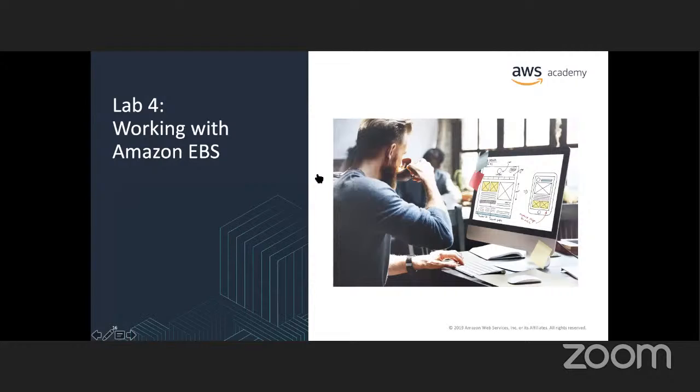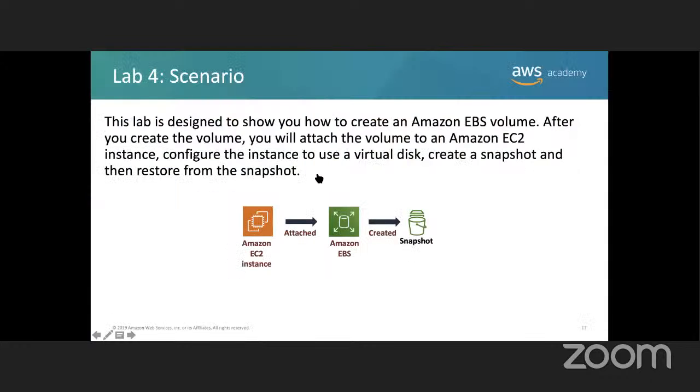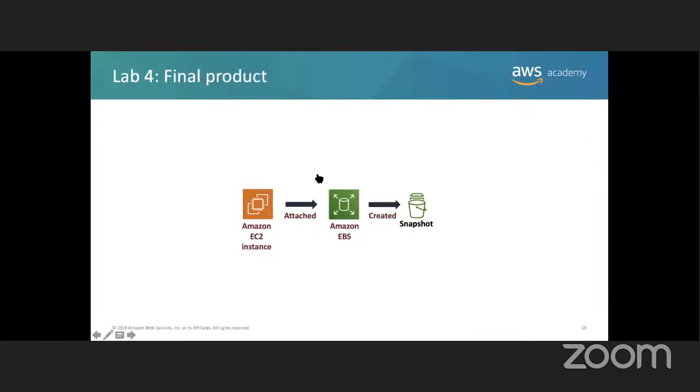Okay, so there's a lab that says working with Amazon EBS. That's already open for you guys. So that's something that you need to work on, right? The lab is designed to show you how to create an Amazon EBS volume. After you create the volume, you will attach the volume to an EC2 instance, configure the instance to use a virtual disk, create a snapshot, and then restore from the snapshot, okay? So from the EC2 instance, you have an EBS volume. From the volume, you create a snapshot. And from the snapshot, you can restore that volume. The final product is going to be this one, okay?